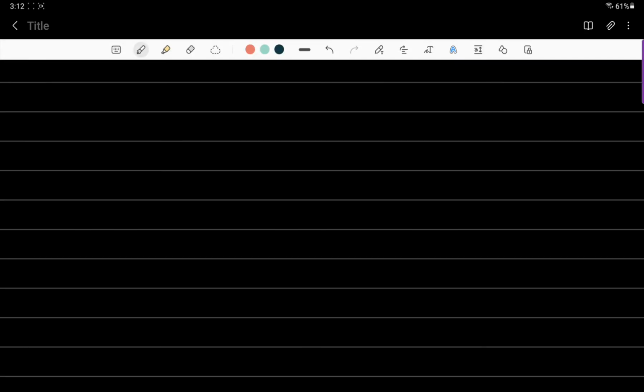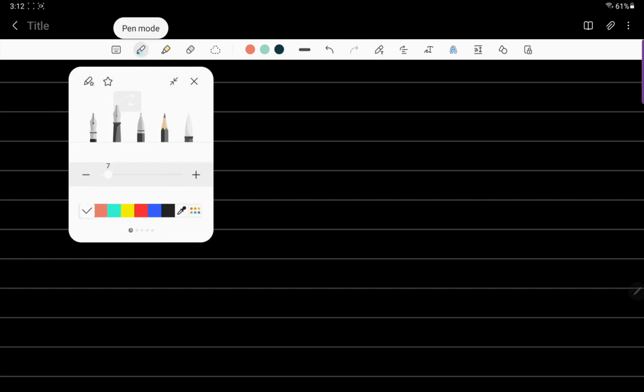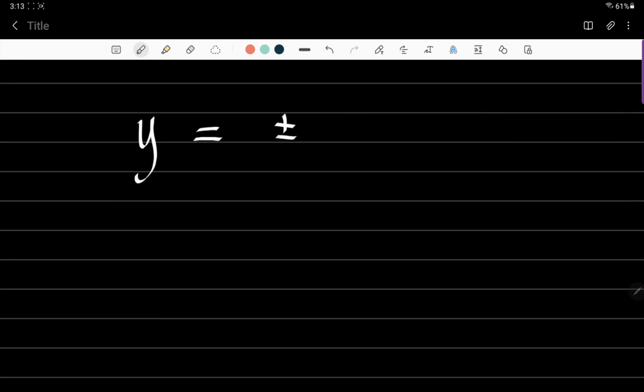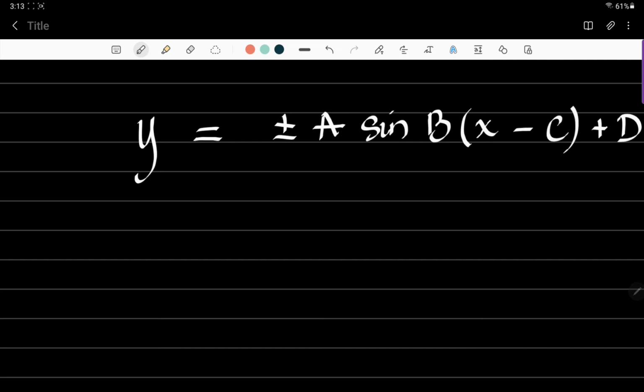We will do trig functions. Okay, how to draw. I will write out the function that we have here: y equals plus or minus A, and then we have sine or cosine of B times (x minus C), plus D.